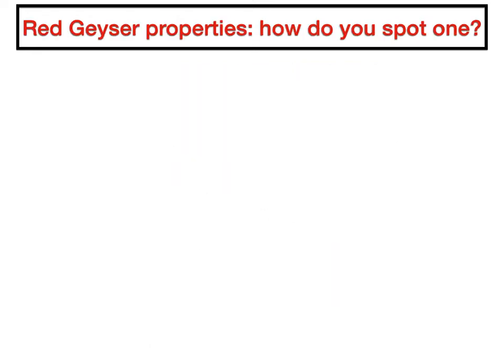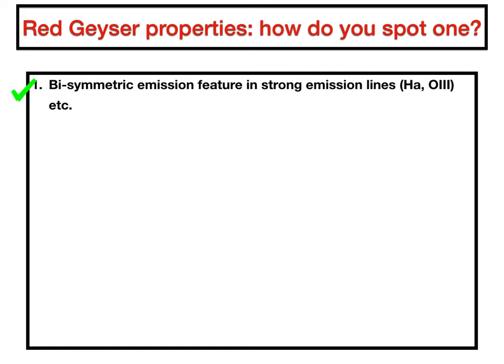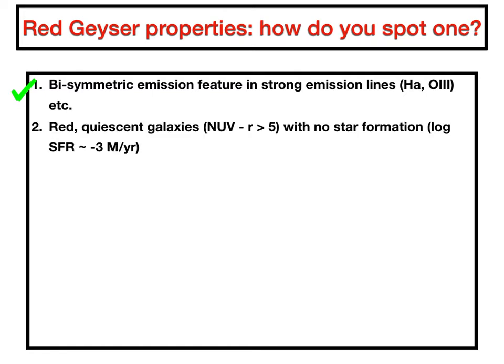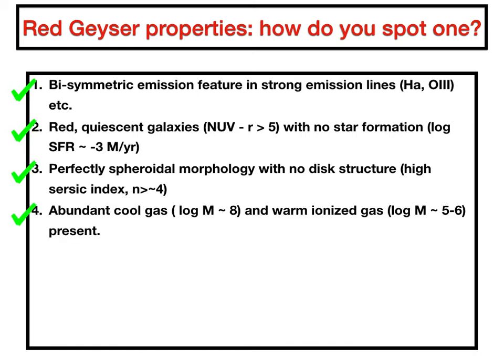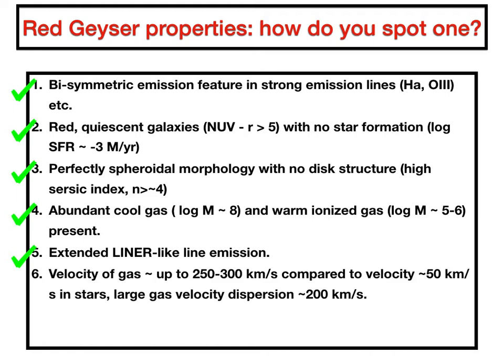Okay, so let's talk about some of the properties of red geysers. First of all, the bisymmetric feature, which is of course the defining property. These are all red quiescent galaxies with no star formation in them. They have lots of cool gas present which could trigger star formation, but they don't. They have ionization consistent with LINERs or AGN. They also have interesting kinematics, like high gas velocity and high gas dispersion compared to very low values for stars. I'm going to talk about that in detail later, but they also have low luminosity radio AGN in them. So let's talk about that first.